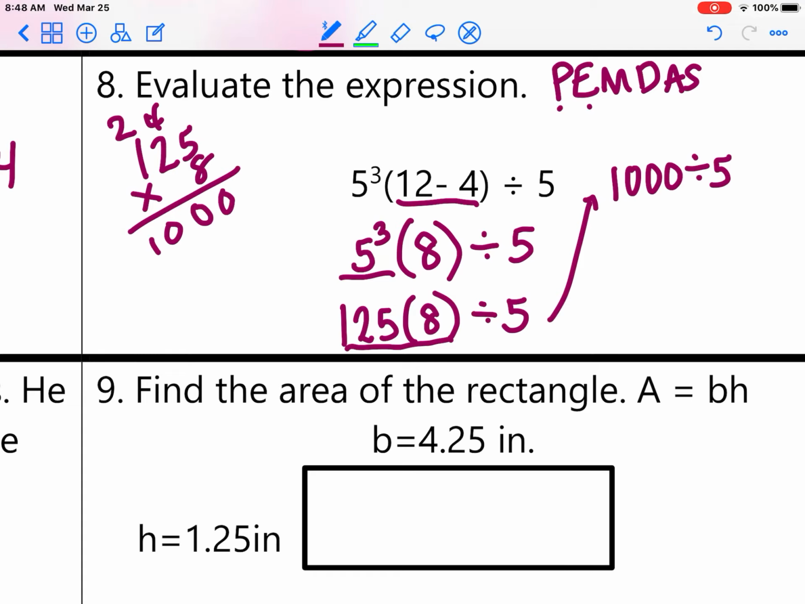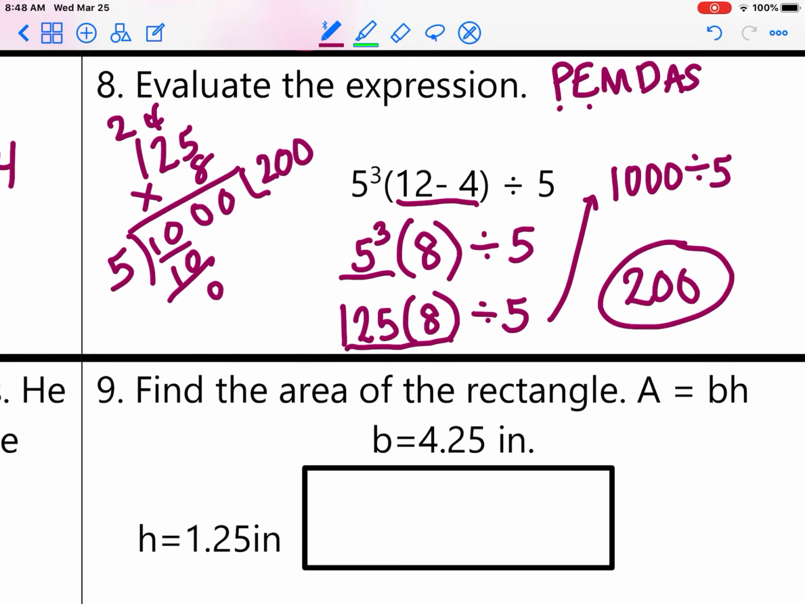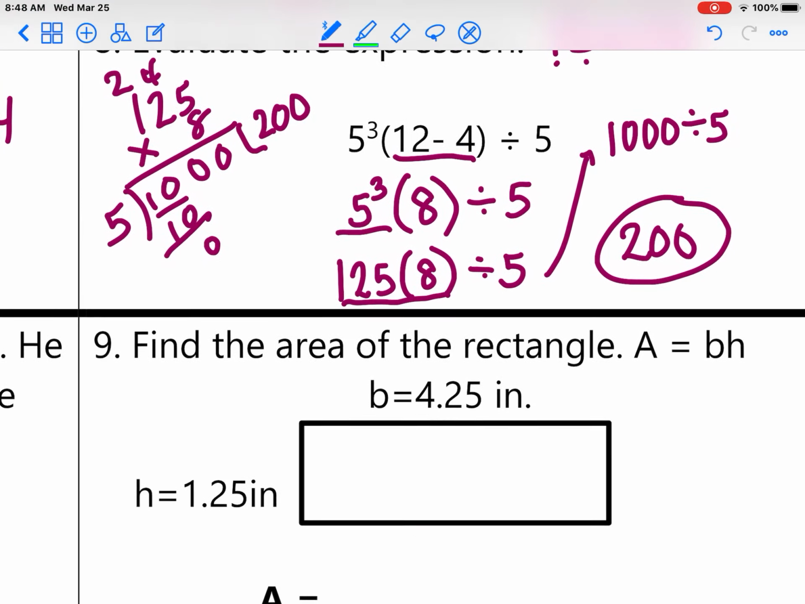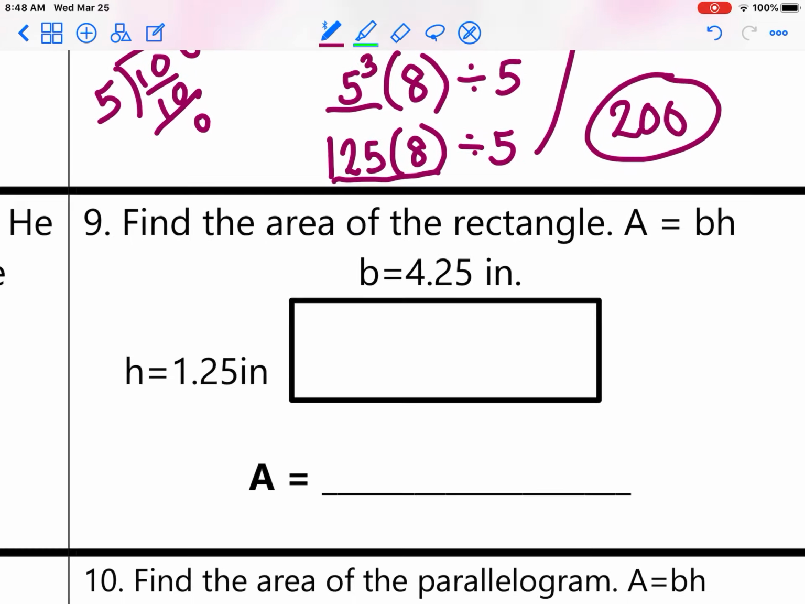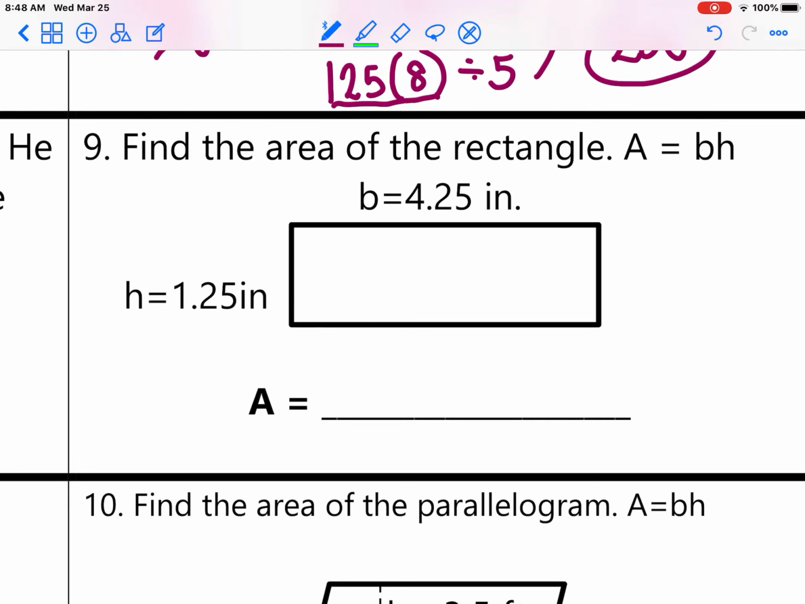Our last step will be 1,000 divided by 5. And I'm just going to do that right here. 5 goes into 10 twice. And nothing left over, but I have 2 zeros. So my answer is 200. All right? 1,000 divided by 5 is 200. How many of you could do that in your heads? Raise your hand. Sorry, I can't see you.